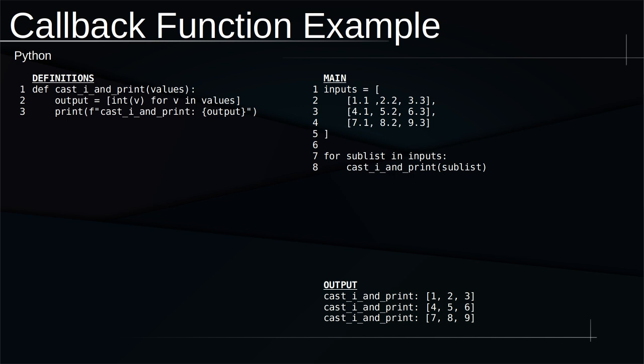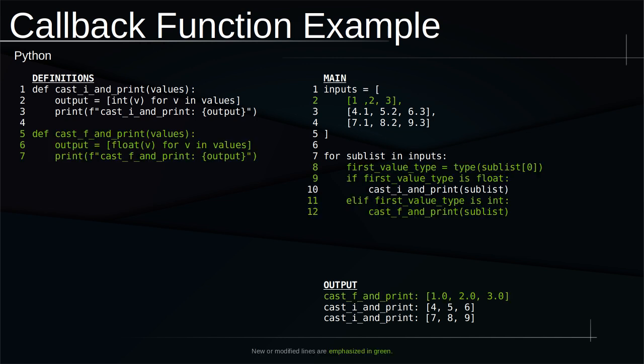But now, there on line 2 in the top right, suppose we change the first input sublist to integers, and suppose we want to cast these as floats instead. So, we define another function in the top left starting on line 5, cast f and print. On the right, we modify our main script to check the type of the first value of each sublist and then execute the appropriate function. We cast ints to floats and floats to ints. Our terminal shows the resulting outputs, casted as we expect.